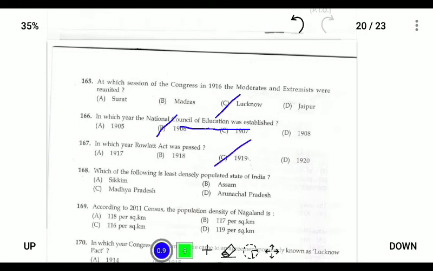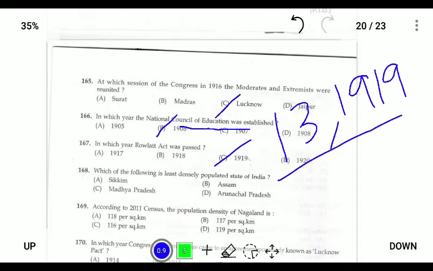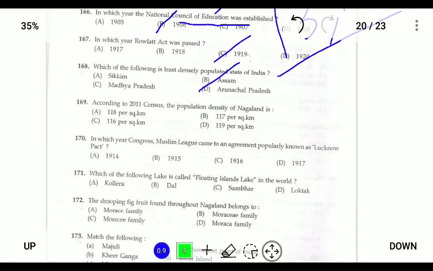Following the protest against the Rowlatt Act, the Jallianwala Bagh massacre took place on April 13, 1919, where over 1,000 people were killed that day. 168. Which of the following is the least populated state of India? The least populated state of India is Arunachal Pradesh, which has a low population density, and Nagaland's population density is 119. According to 2011, the population density of Nagaland is 119 per square kilometer.